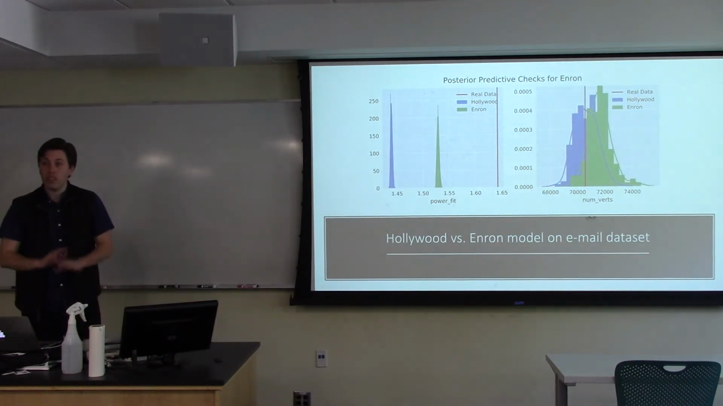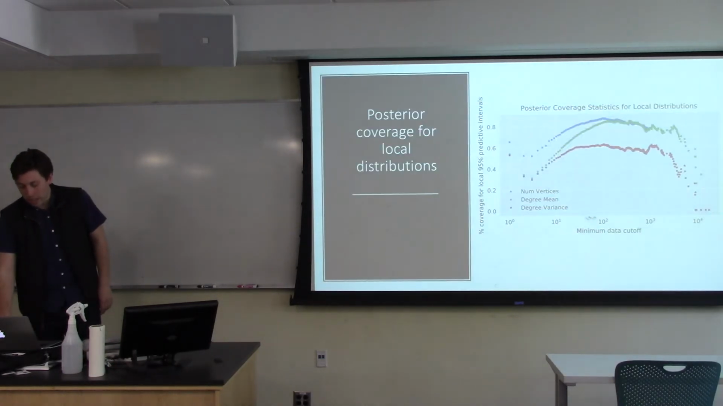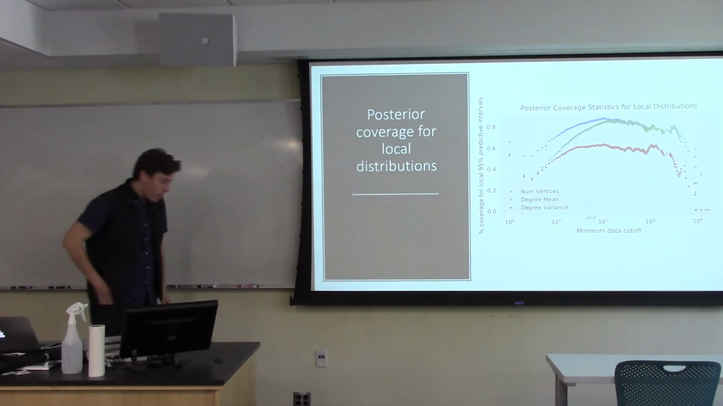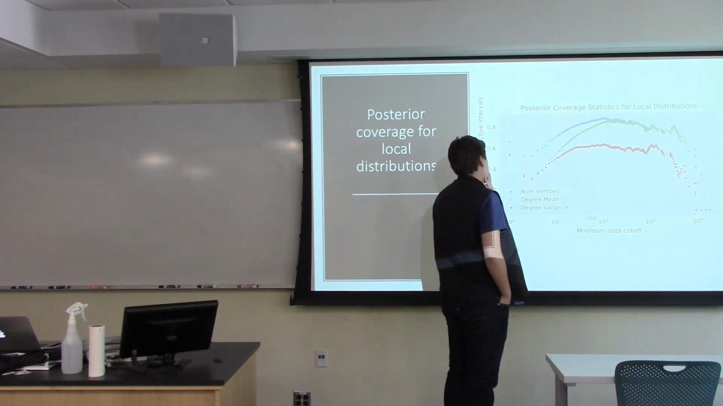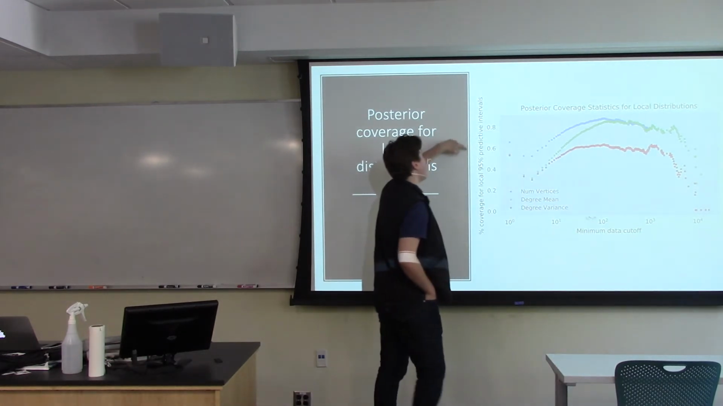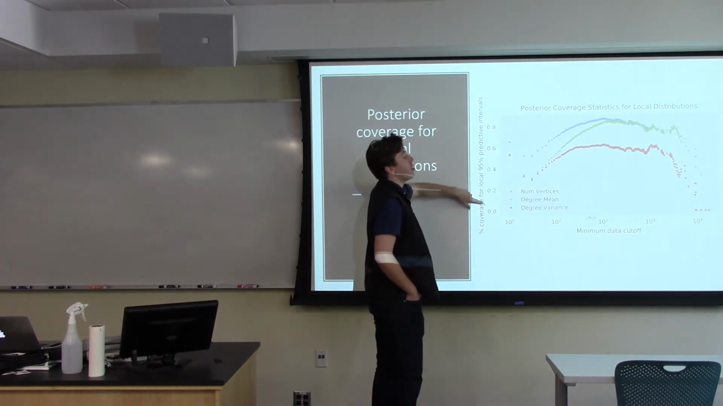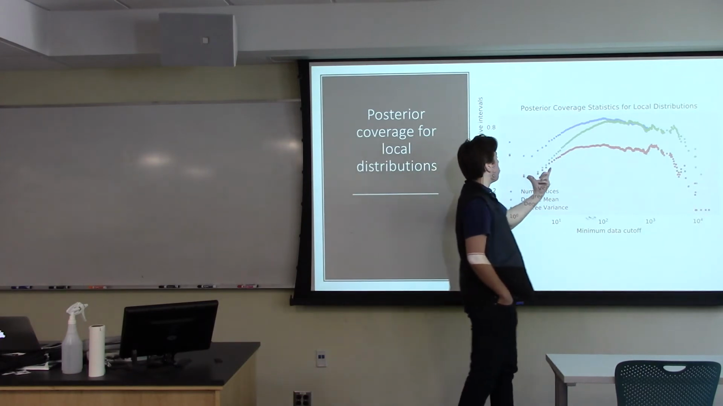The Hollywood model does a horrible job locally. If you look at any local distribution, these types of models that are only global don't do well. But if you look at the Enron model where we do the partial pooling, in my last minute I'll just briefly mention this slide. What this is trying to do is look at 95% predictive intervals for different summary statistics and see if we're doing a decent job. And so what you see is we don't do a good job.